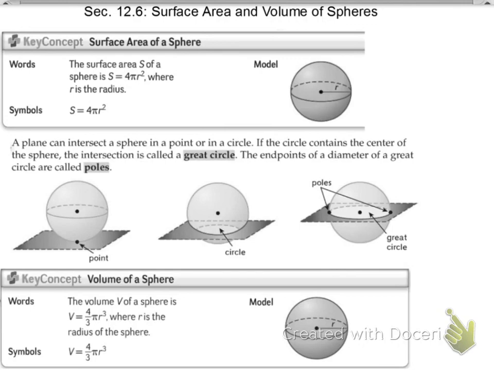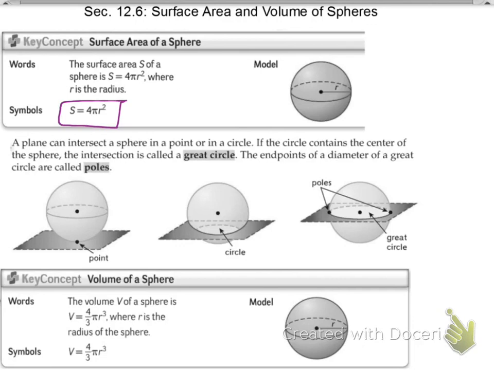So surface area is going to be 4 pi r squared. R is of course your radius, so here's your formula for that. So surface area is 4 pi r squared. We'll talk about what's going to happen if we were to cut that in half and maybe just look at a hemisphere. We'll look at that on the next slide.